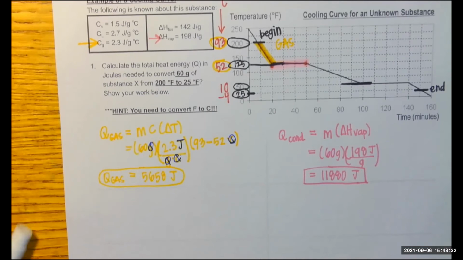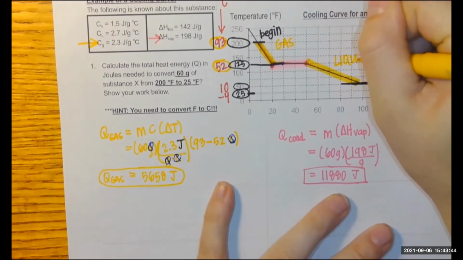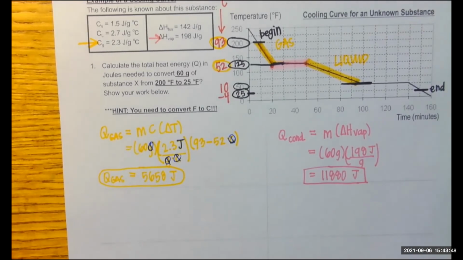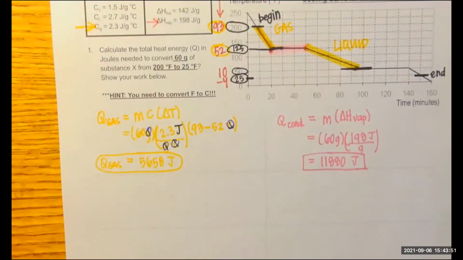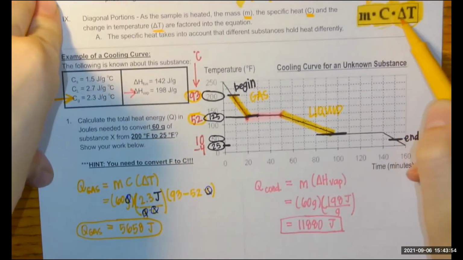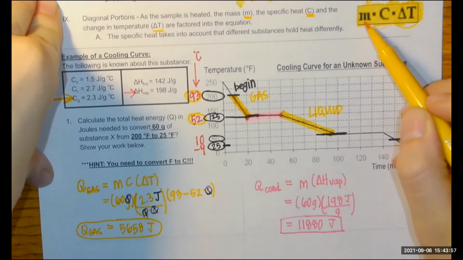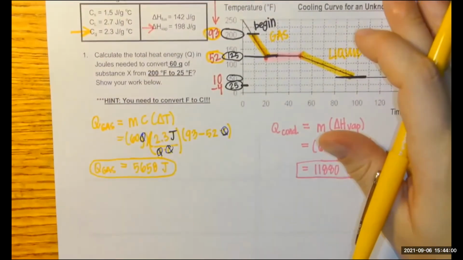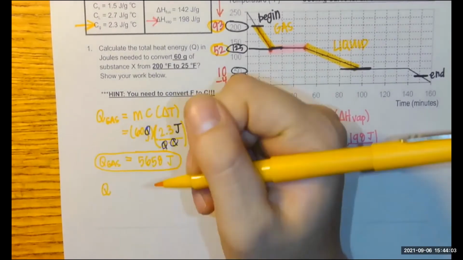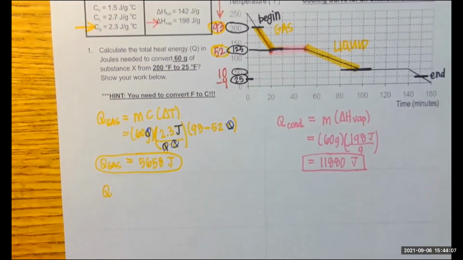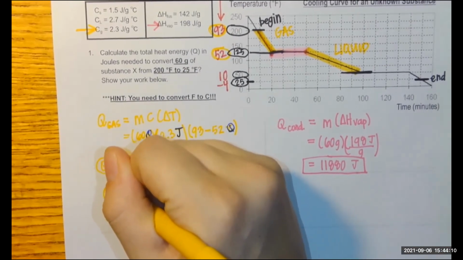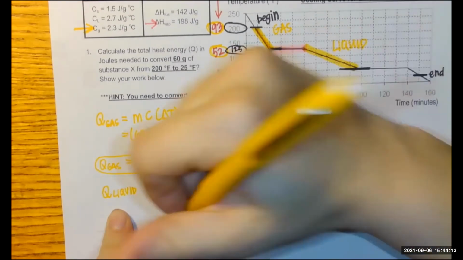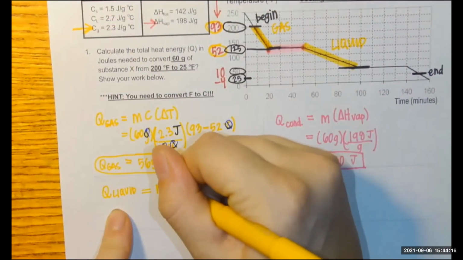Okay, next section, kind of getting the hang of this hopefully. The next part, diagonal from here to there. This is the section where we are a liquid. Diagonal portion, copy paste this formula. Q, the heat, equals mc delta T. People always ask, why is heat Q? I don't really know, they just came up with that. So, Q of the liquid state equals mc delta T.